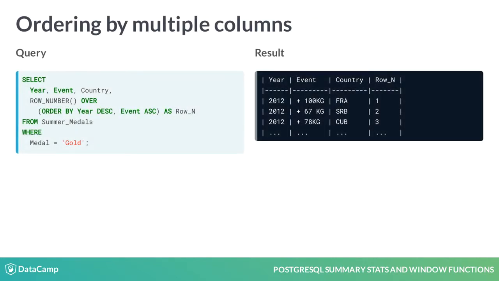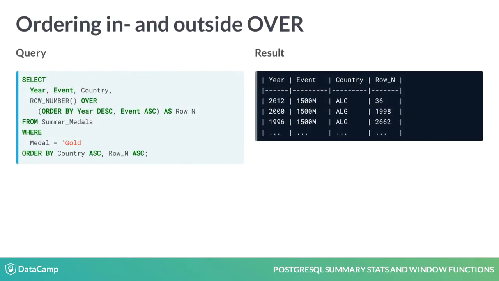In the previous results, notice that the results and numbers are only based on a sort by year. What if you want to sort by year and by event? You can order by multiple columns in the over clause, just like you normally can outside of it. That'll also change the numbers assigned to each row, since their positions have changed. You can order both inside and outside over at the same time.